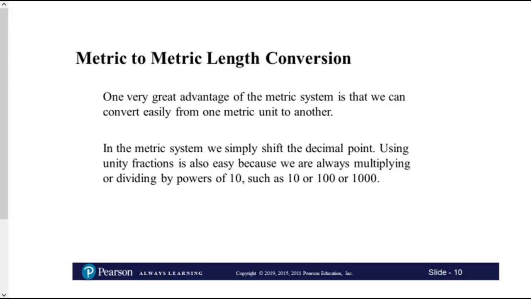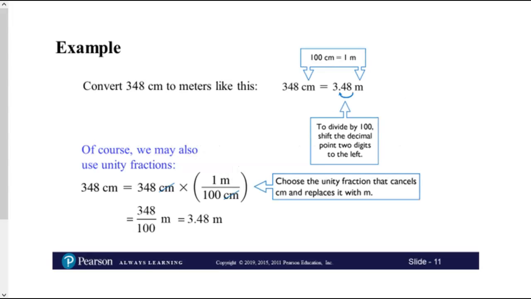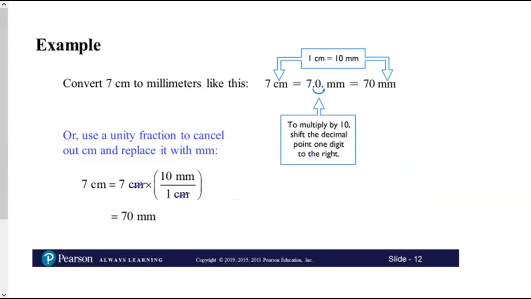And so metric to metric length conversions are fairly simple. Again, because it's by tens, you just can shift the decimal point. And so unity fractions make it a whole lot easier. You can see that the unity fraction down here is set up with centimeters and 100 centimeters here. So 1 meter equals 100 centimeters when you're trying to convert 348 centimeters to meters. And what's really easy is, since you're dividing by 100, what you're really doing is moving the decimal point over 2 places. Pretty easy, a lot easier using the metric system.